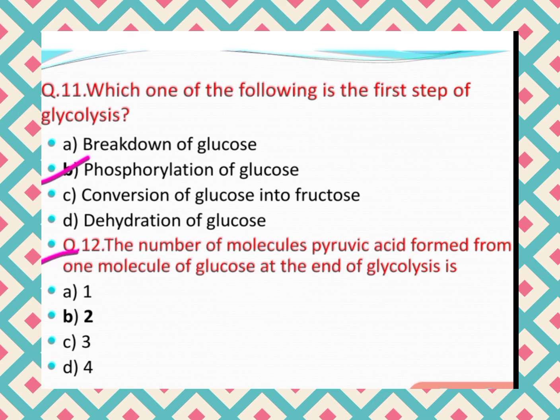Question number 12. The number of molecules of pyruvic acid formed from one molecule of glucose at the end of glycolysis is option A 1, option B 2, option C 3 and option D 4. Which will be the correct answer? The correct answer will be option B, that is 2.